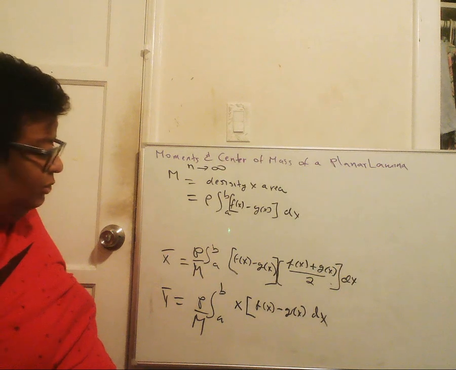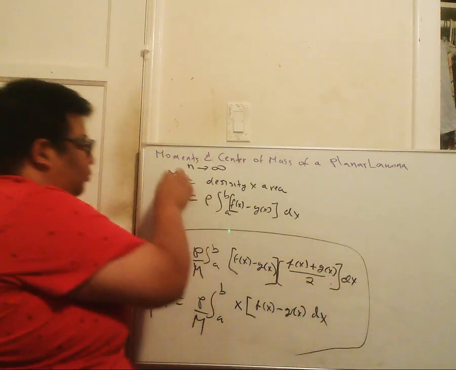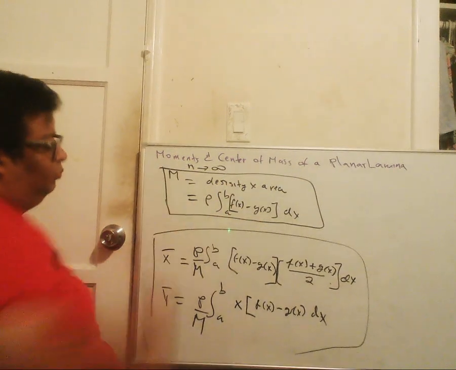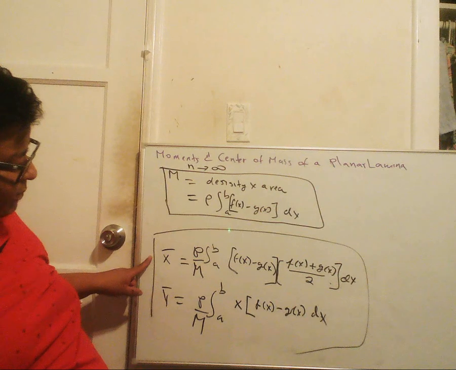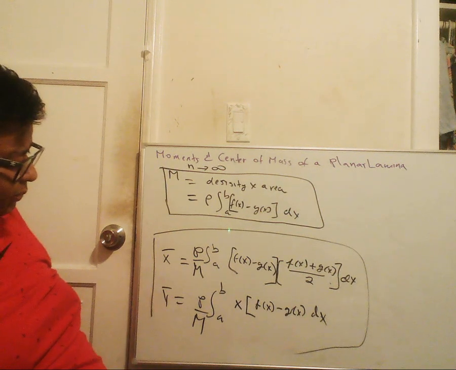So thank you very much. So these are the formulas. For the mass is this one, and for the center of mass it's going to be this one, each one for each coordinate.